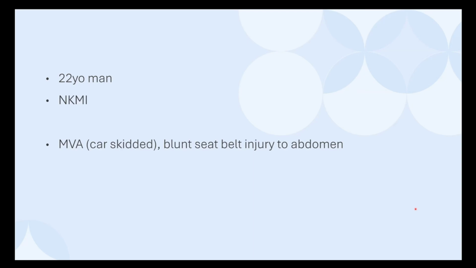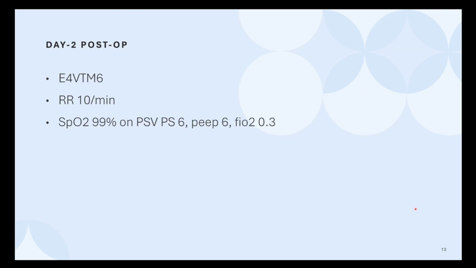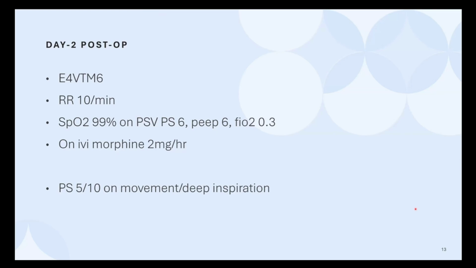Third case, okay, we go through it. 22-year-old man, no medical illness, came in after an MVA with blunt abdominal injury, post-op for small bowel perforation with primary anastomosis, colon perforation also had the repair done, double barrel stoma. Day 2 post-op, he is completely obeying commands, but RR is about 10 only, on PSV. But the saturation on the maintained settings is quite low. He's still on morphine, 2 milligrams per hour, but he's still having pain in the abdomen on movement or deep inspiration. He complains of pain score up to 5 out of 10.